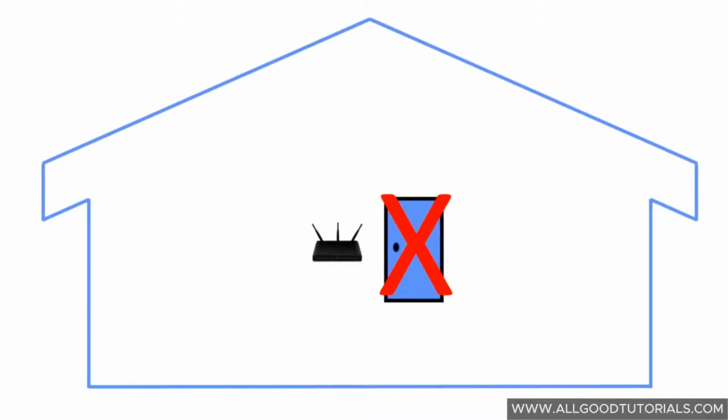Therefore, it's recommended that when you deploy your wireless router in your home, you do not deploy it too closely to highly reflective surfaces such as mirrors and metal objects.